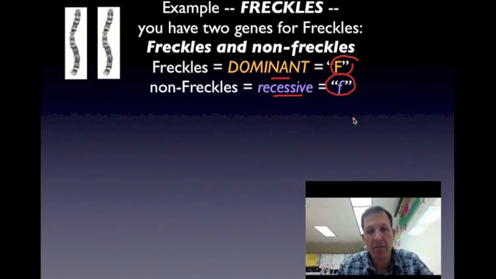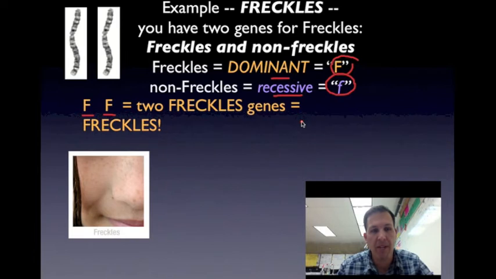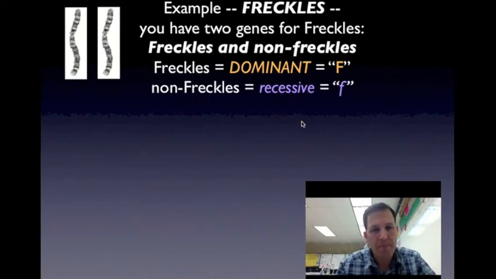So let's look at example number 1. Let's say a person has a dominant and a dominant, two freckles genes. What do you think they're going to have? They're going to have freckles because they have two freckles genes. Either one is going to give you freckles.